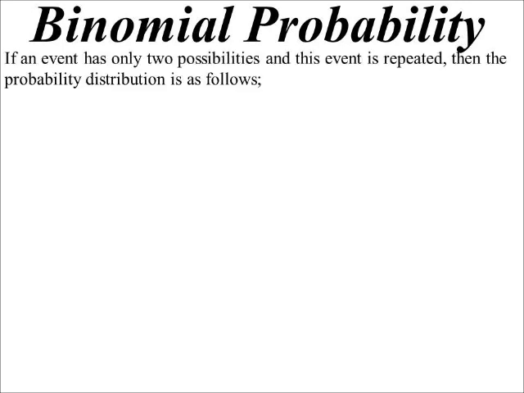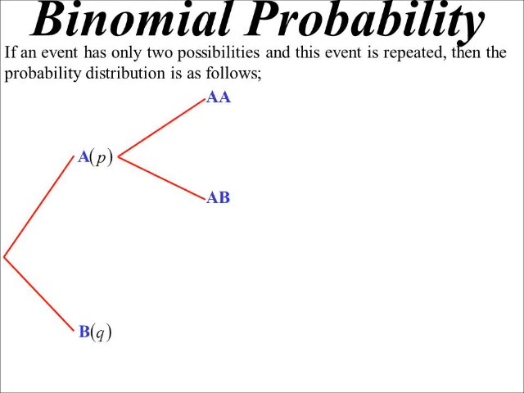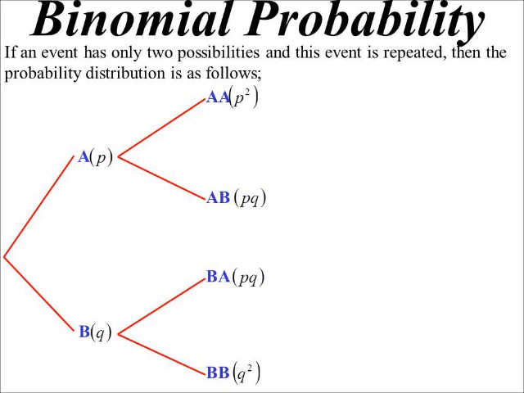So if there are two possibilities and the event is repeated, what happens? Well, if I only do it once, it could either be A or B. The naive person would say there's a 50-50 chance, but in reality we know that's not always the case. Let's say A has a probability of P, B has a probability of Q. P and Q, of course, add up to 1. Then we do it a second time. The A branches off, and we now have AA, AB, BA or BB. The probability of AA would be P squared, then AB is PQ, BA is PQ, and BB is Q squared.